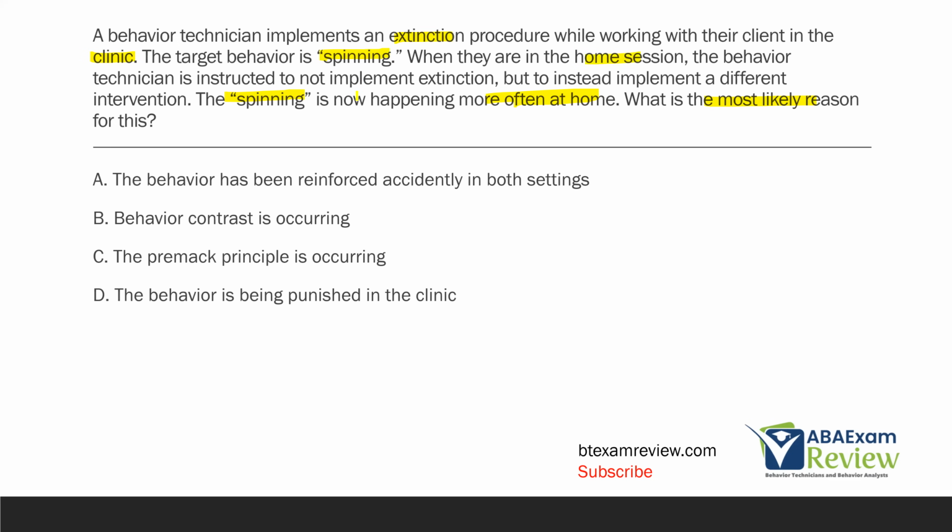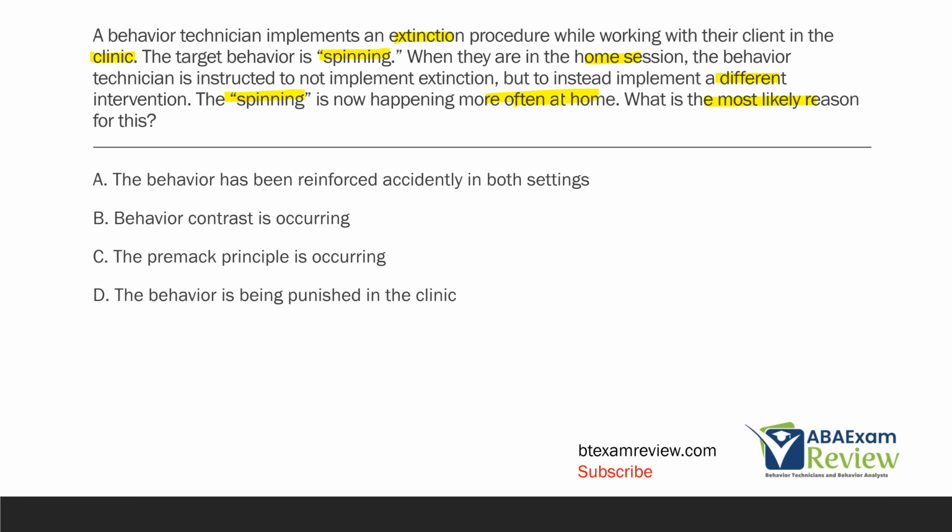At home, the behavior technician is not using extinction, but is implementing a different intervention. So in the clinic, we have extinction. At home, we're using something different. Now, if you've been working on your vocabulary and you're becoming fluent, what term do we think of when we think of two different environments and the behavior changing in one environment and then going the opposite way in the other? In other words, if the spinning is now happening more often at home, it's a pretty good indication that extinction is effectively reducing it in the clinic.